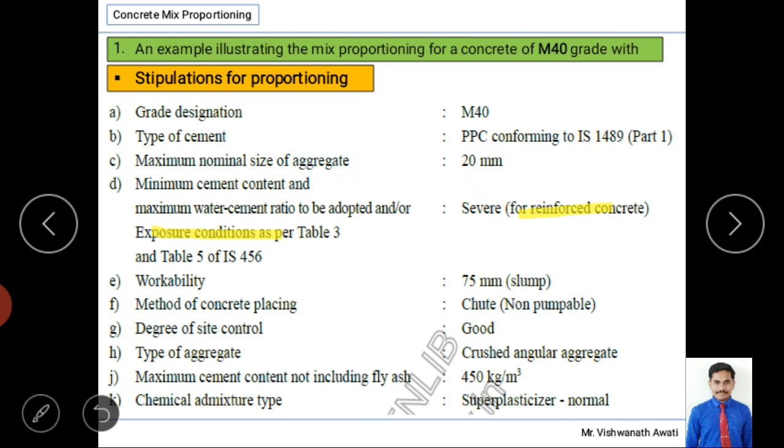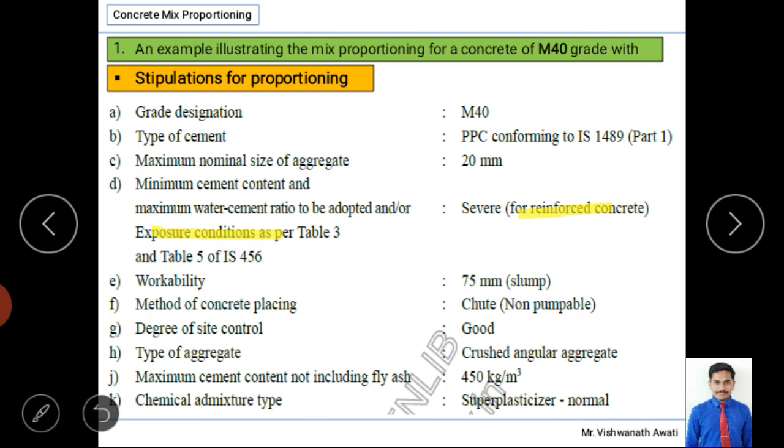concrete. Then workability is 75 mm. Method of concrete placing, non-pumpable. Degree of site control, good. Type of aggregate, crushed angular aggregate. Maximum cement content, not including fly ash, 450 kg per meter cube. Chemical admixtures, superplasticizers, normal superplasticizers, right?